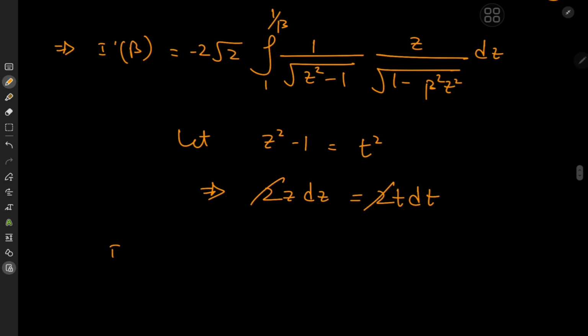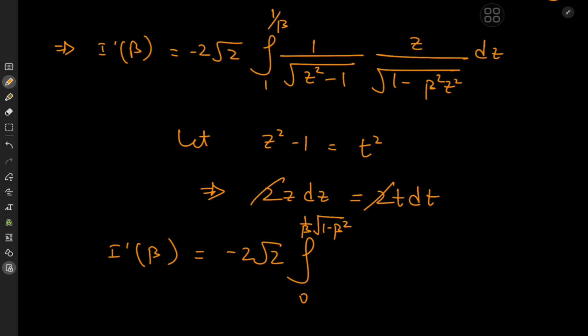So that means we have the derivative with respect to beta being negative 2 times root 2 times what exactly? As z approaches 1, we get 1 minus 1, which is a 0, and as z approaches 1 by beta, we would get 1 by beta times root 1 minus beta squared. Okay, so yeah, the entire video had really cool upper limits of integration.